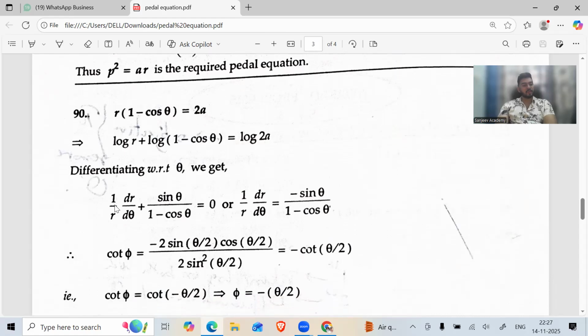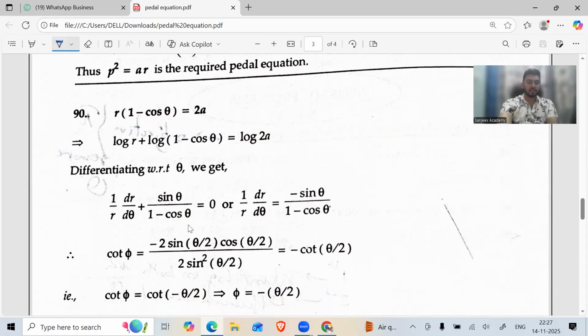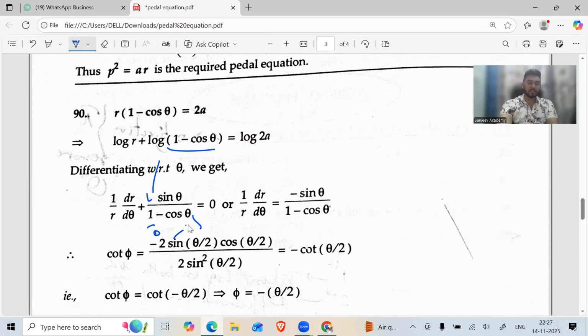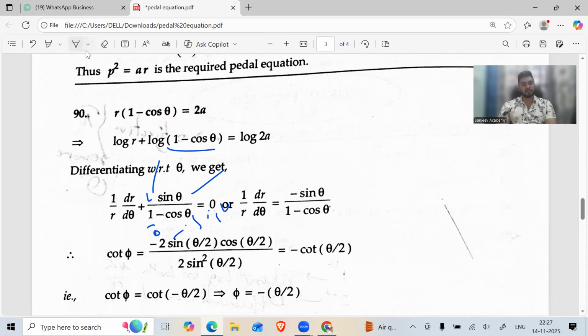Log r differentiation is 1 by r, dr by d theta. Then 1 by 1 minus cos theta, and 1 differentiation is 0 and cos theta is minus sin theta. So minus minus plus. Suppose if you're not knowing this thing, see, log of this is what? 1 by 1 minus cos theta. And 1 differentiation is what? 0. And what is cos theta differentiation? Minus sin theta. But already one minus is there, so minus minus plus. So that's the reason you have to do it in the numerator. I hope you understood.